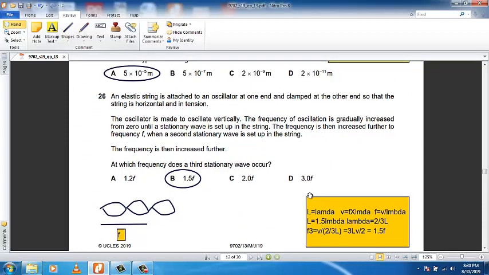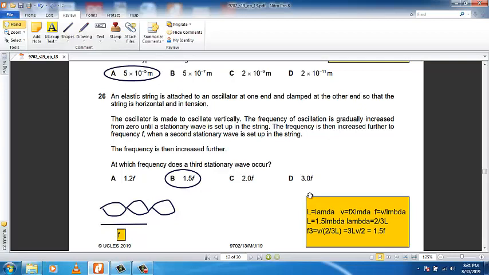an elastic string is attached to an oscillator at one end and clamped at the other end so that the string is horizontal and in tension. The oscillator is made to oscillate vertically. The frequency of the oscillation is gradually increased from 0 until a stationary wave is set up on the string. The frequency is then increased further to frequency f when a second stationary wave is set up in the string. The frequency is then increased further. At which frequency does a third stationary wave occur?